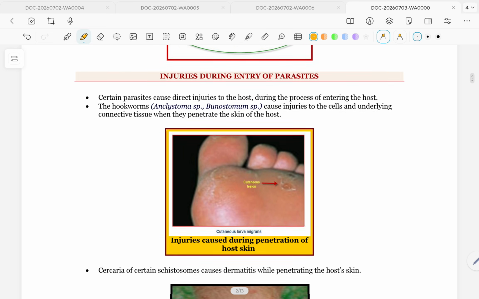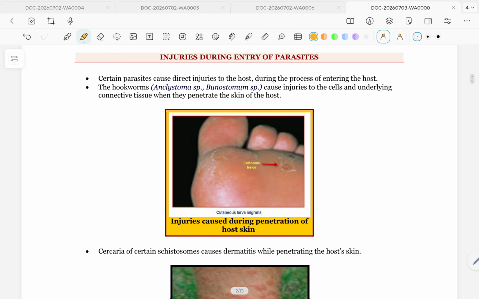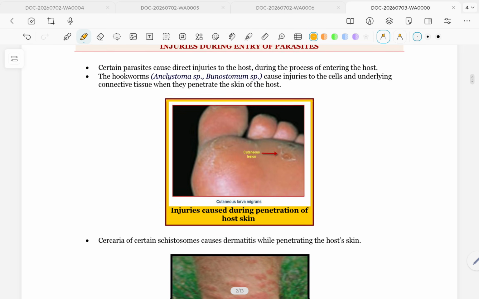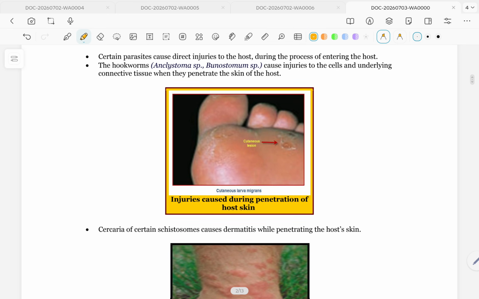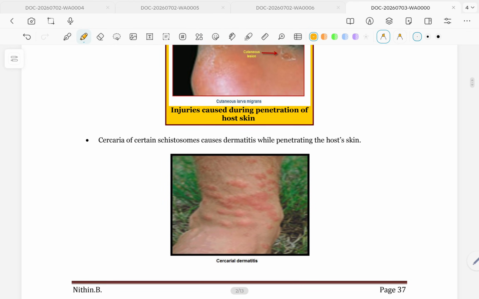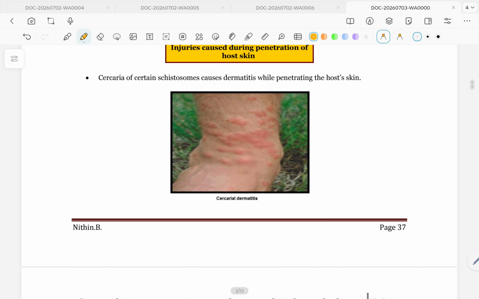Injury during entry of parasite. Certain parasites cause direct injury to the host during the process of entering the host. The hookworms Ancylostoma species and Bunostomum species cause injury to the cell and underlying connective tissue when they penetrate the skin of the host. Cercariae of certain schistosomes cause dermatitis while penetrating the host skin.